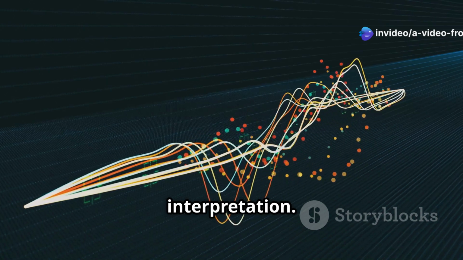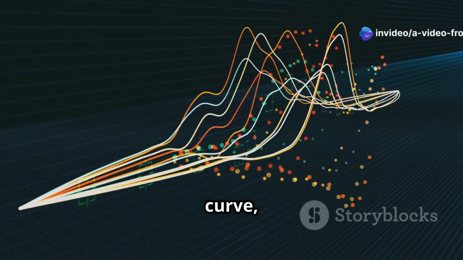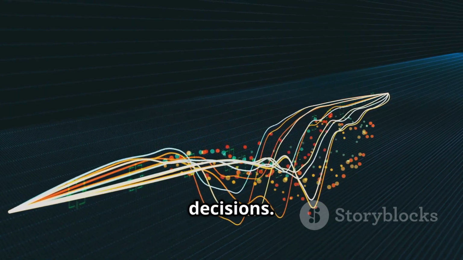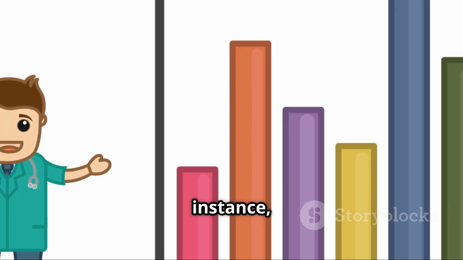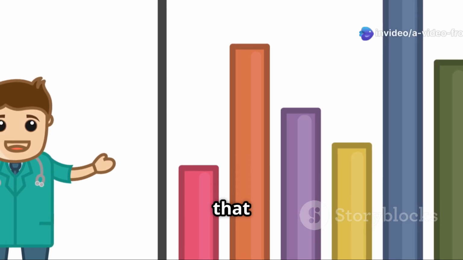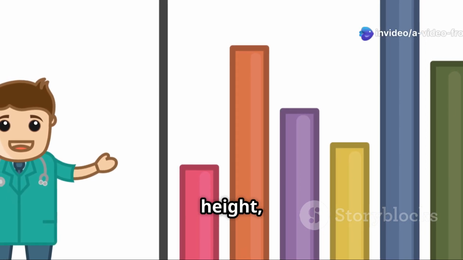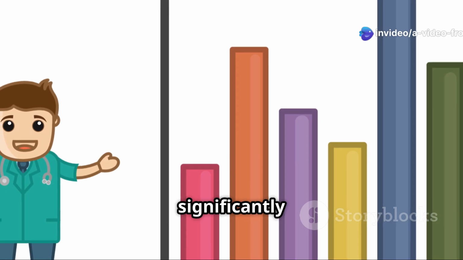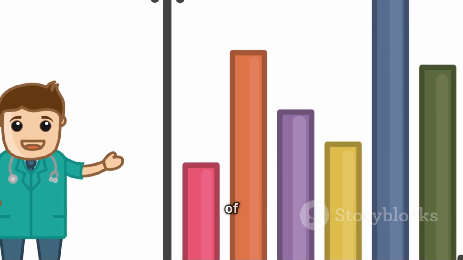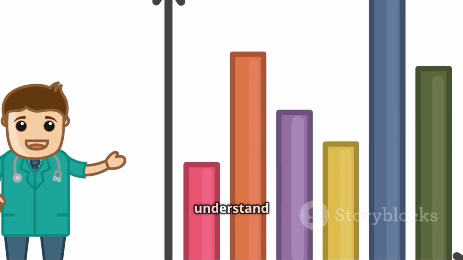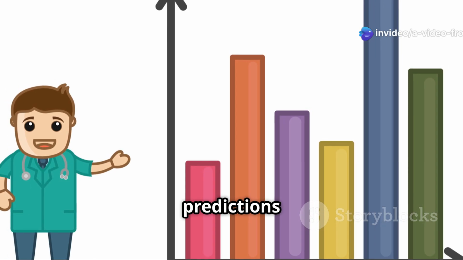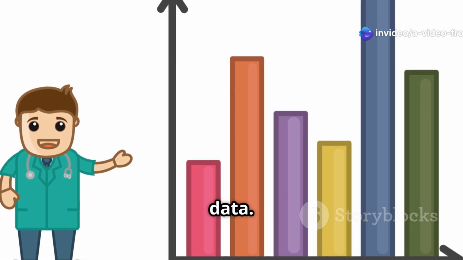and interpretation. By understanding the bell curve, we can gain insights into the underlying structure of the data and make more informed decisions. For instance, if we know the average height of students in a school is 5 feet 6 inches, we can infer that most students will be clustered around this height, with fewer students being significantly taller or shorter. This clustering around the mean is a hallmark of the normal distribution and helps us understand the spread and variability of the data. It also allows us to make predictions about the population based on the sample data.